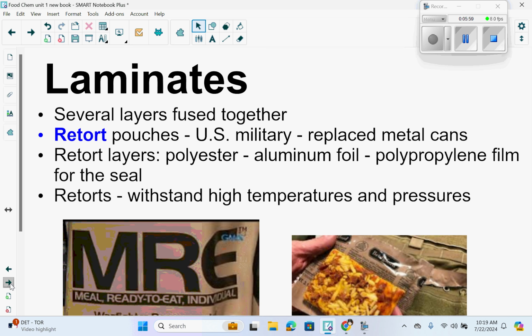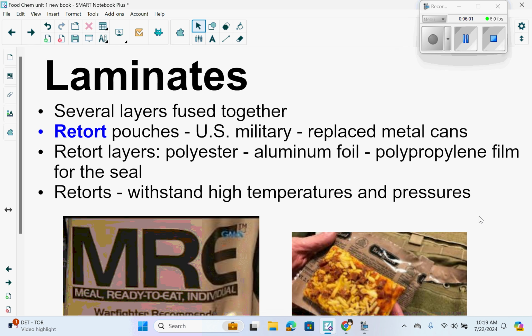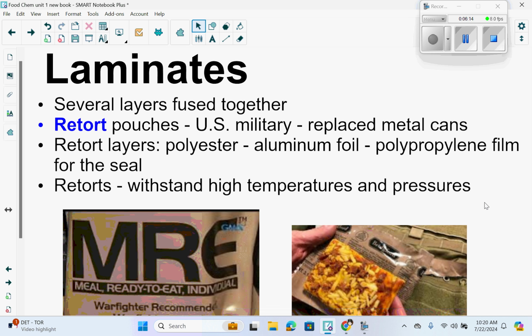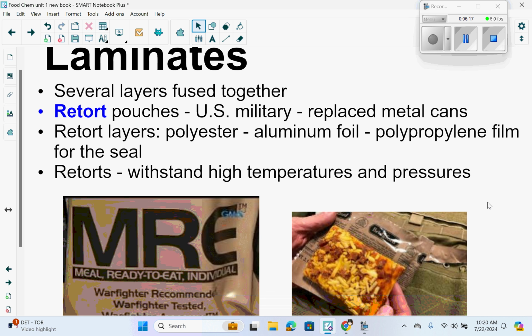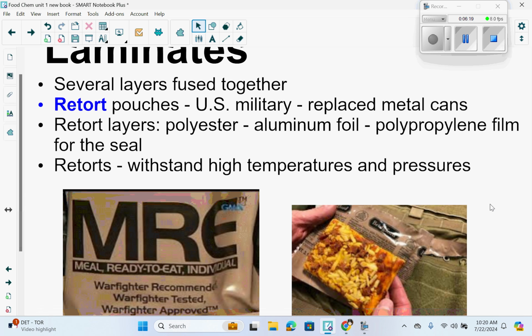Isn't that neat? All right, lemonades. These are several layers fused together. These are your retort pouches that you might see for the U.S. military. This replaced metal cans. The retort layers are polyester, aluminum foil, and a polypropylene film for the seal.